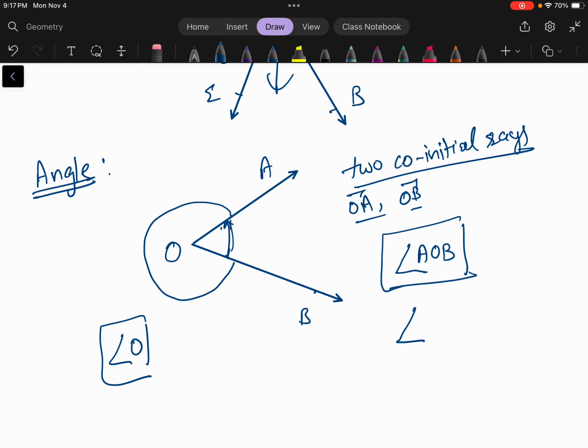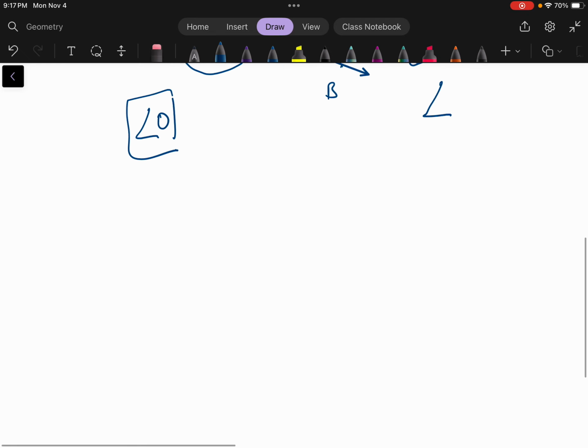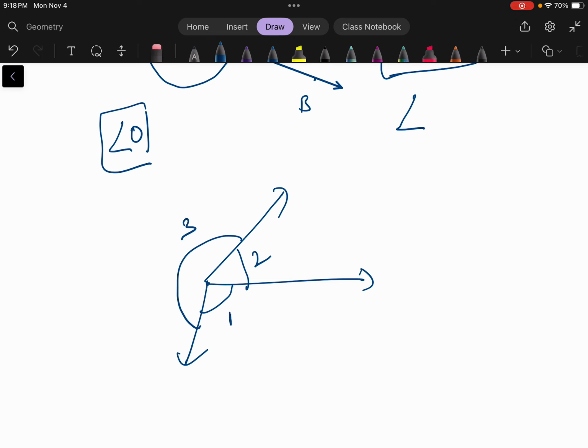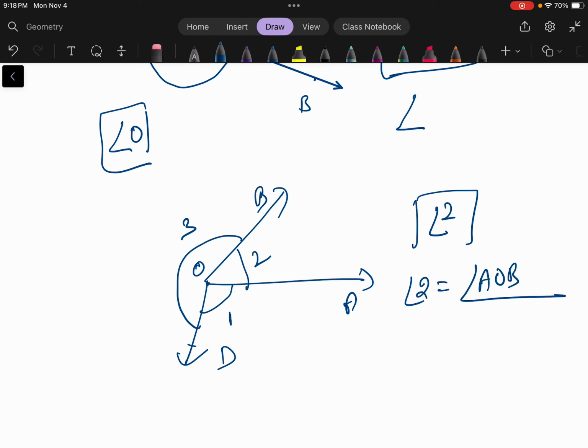If anybody writes angle O, it means we are talking about this angle, angle O. Let's assume here this is one ray, this is another ray, this is another ray. If anybody writes angle 1, angle 2, this is angle 3. If anybody asks where is angle 2, with A, B, this is O, this is D, we can write angle AOB is equal to angle 2. Clear? Understood how we will represent the angles?